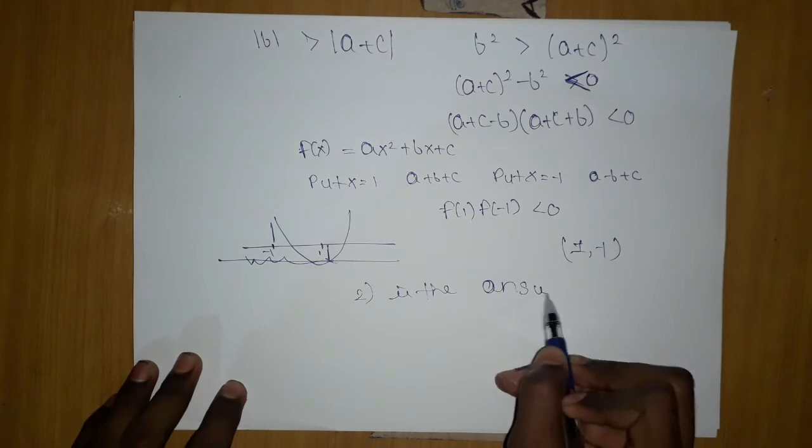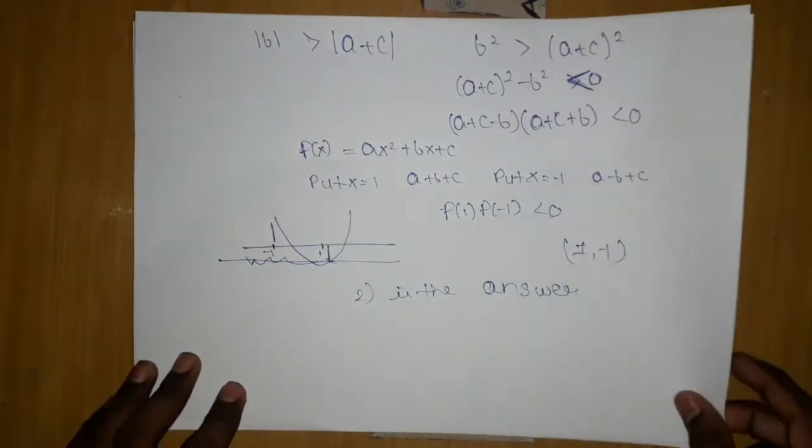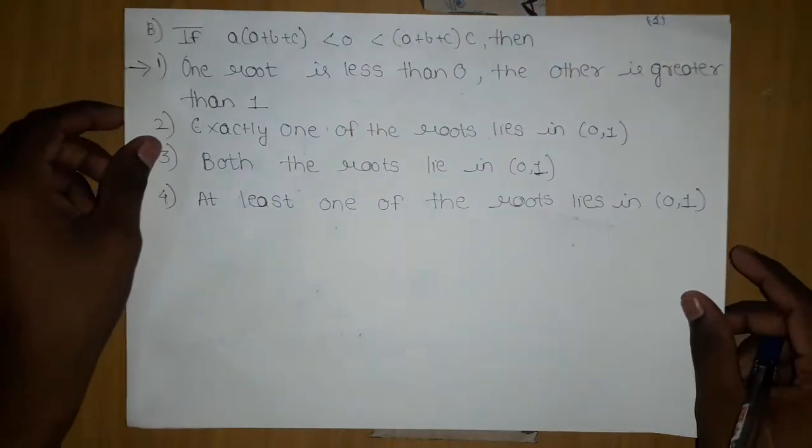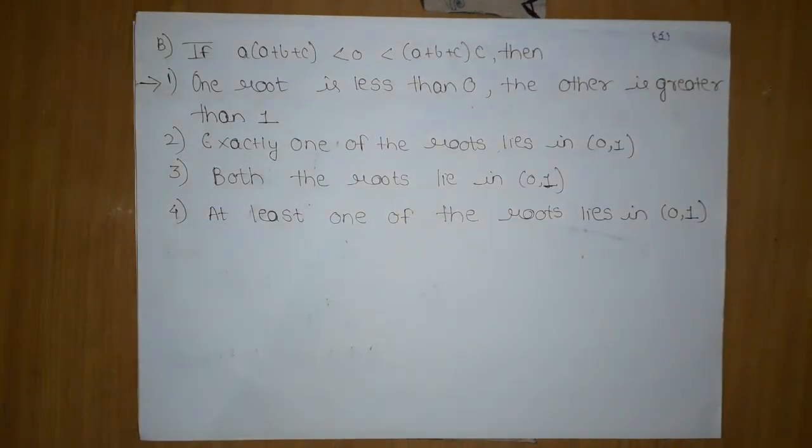Let's move on to the next thing from this comprehension, which is the b part. It is as follows. If a into f of 1, that is a into a plus b plus c, is less than 0, while a plus b plus c into c is greater than 0, then the options are: first, one root is less than 0 and the other is greater than 1; second, exactly one of the roots lies in 0 comma 1; third, both the roots lie in 0 comma 1; and fourth, at least one of the roots lies in 0 comma 1.